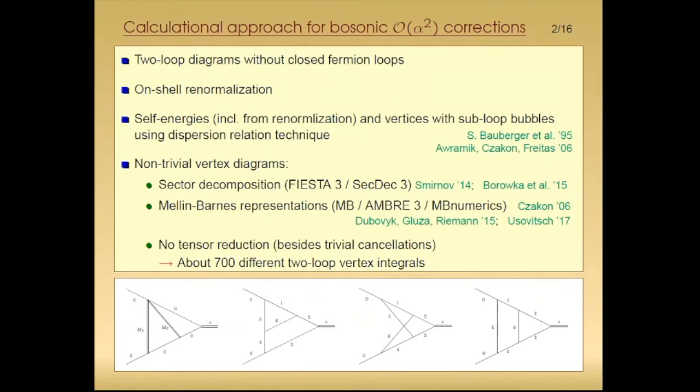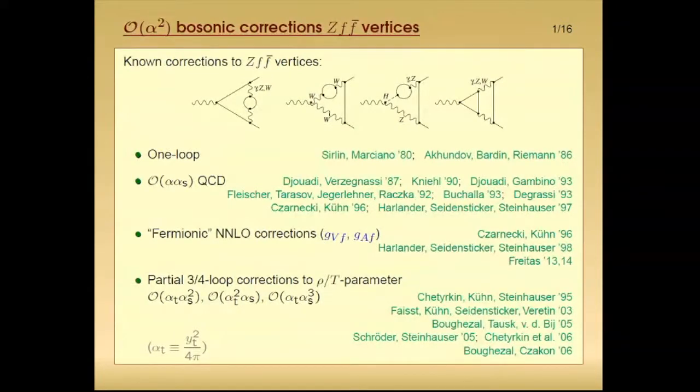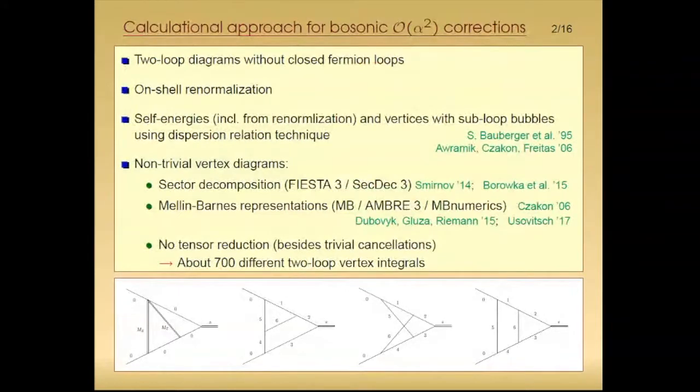In addition, for the vertex diagrams, there are simpler and more complicated ones. The simpler ones are of this sort, where you have a subloop bubble that can also appear if this bubble is not a fermion, but say a W boson, as an example. These are relatively straightforward to do by using a dispersion relation for the subloop bubble.